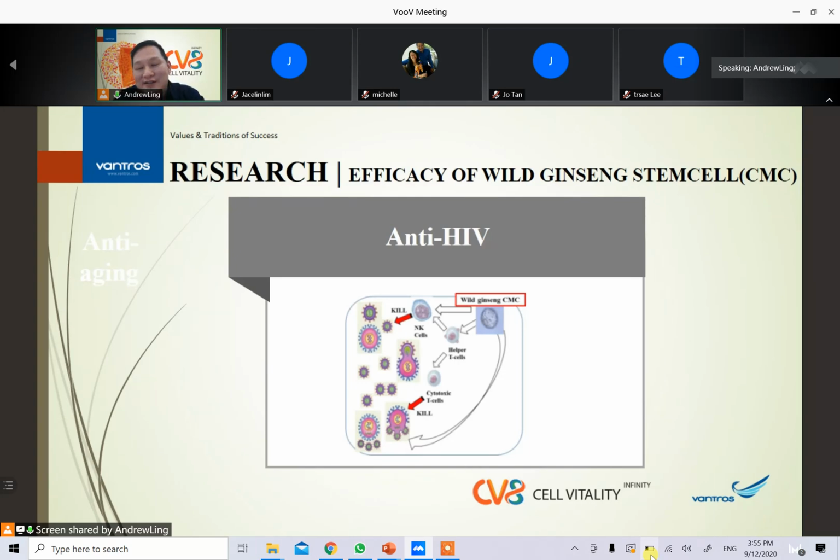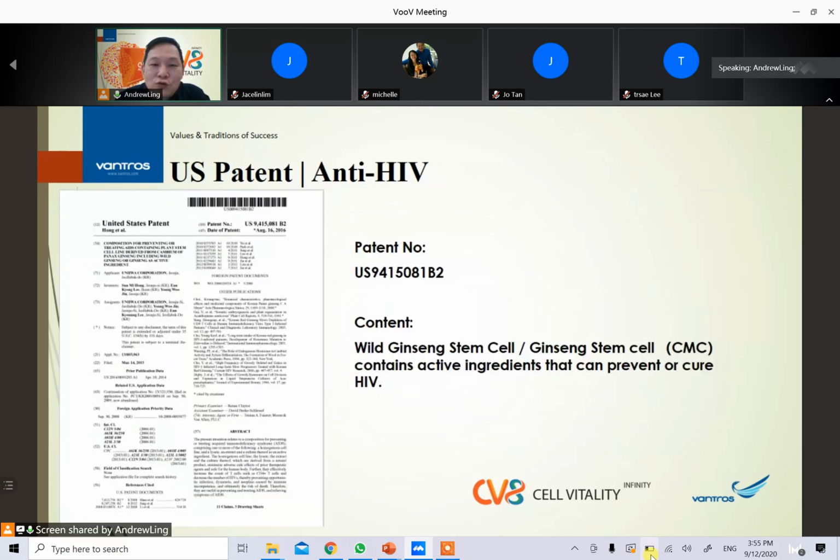Okay, last but not least, the anti-HIV. Now, before that, the wild ginseng stem cell, according to the professor there, the wild Korean ginseng is actually brought over to Africa to be used by a lot of those with HIV, and it actually shows significant results. That is why it is proven also. Okay, the wild ginseng stem cell CMC does help in this anti-HIV. Okay, and this report is actually published and patented in US as well.